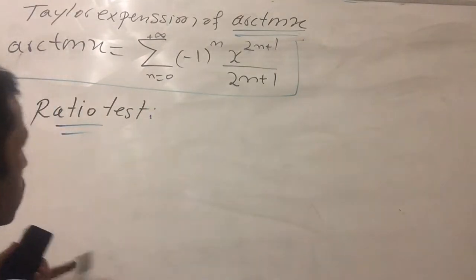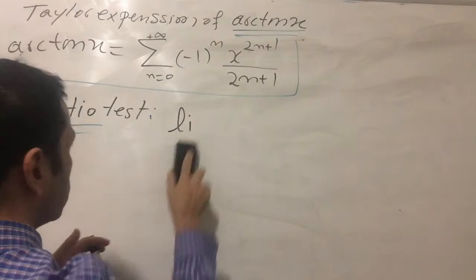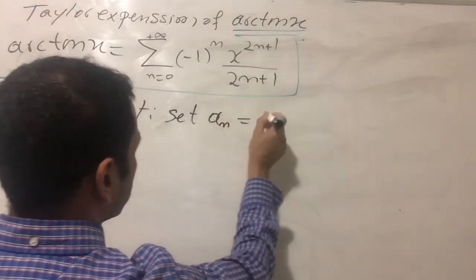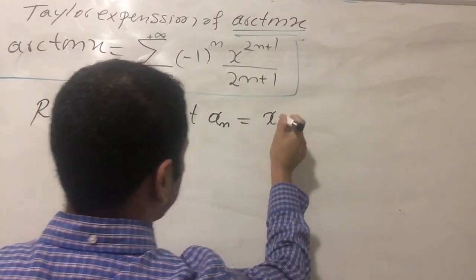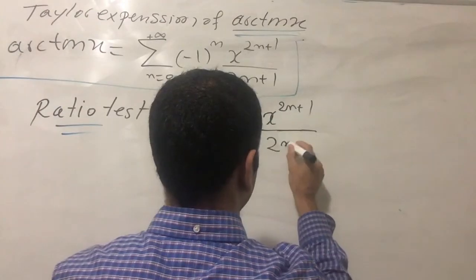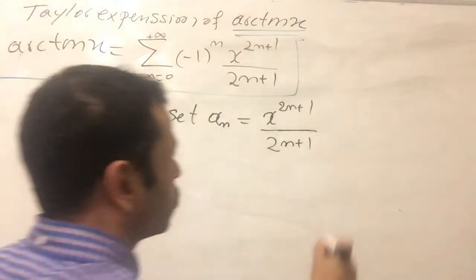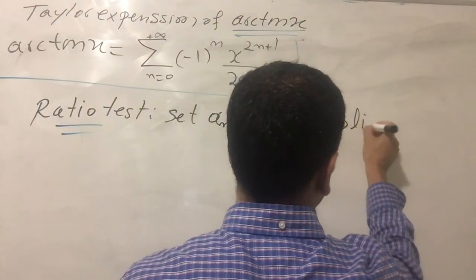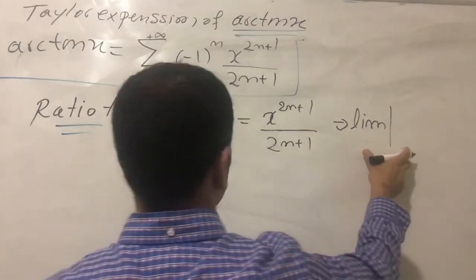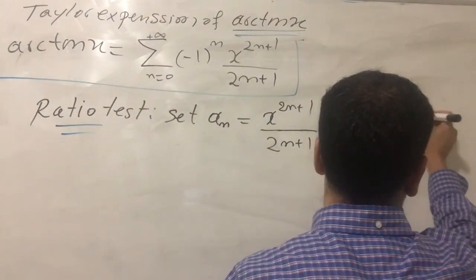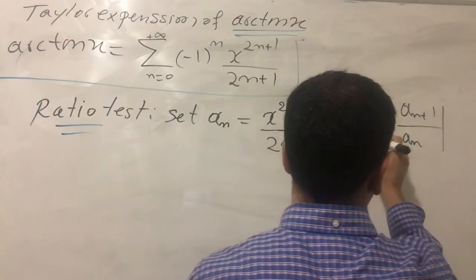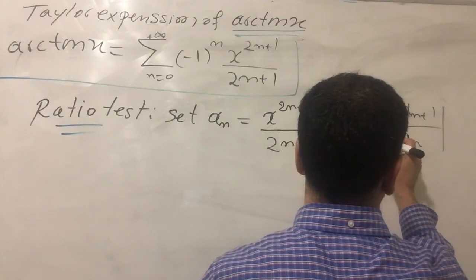So the test of the limit: let's set a sub n equal to x to the n plus 1 over 2n plus 1. I'm going to calculate the limit of the absolute value of a sub n plus 1 over a sub n, as n goes to infinity.